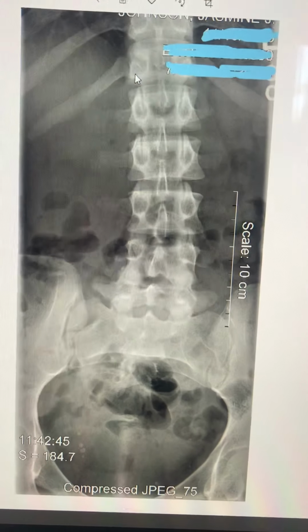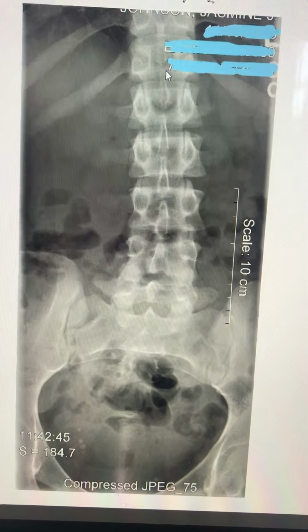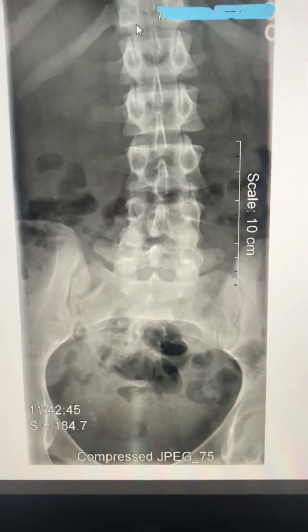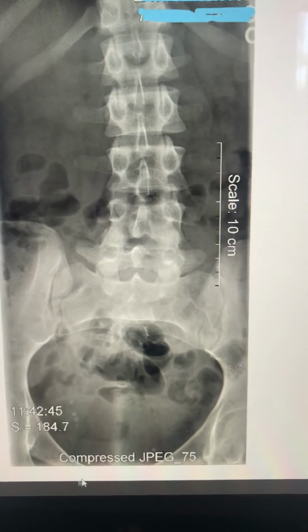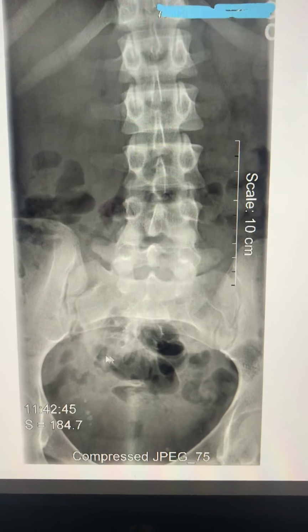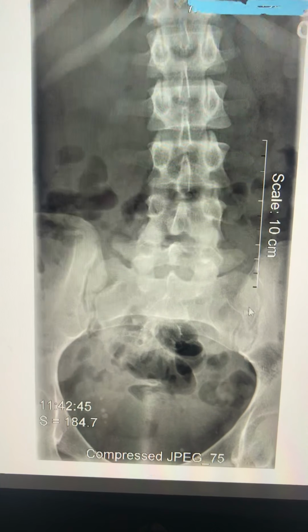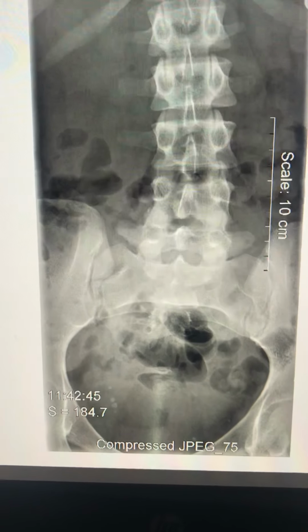Oh, am I wrong? Wait, I gotta look that up. T11? Wait, T12. I can't remember. Sorry. And the sacrum down here, and the SI joints right here. Okay.